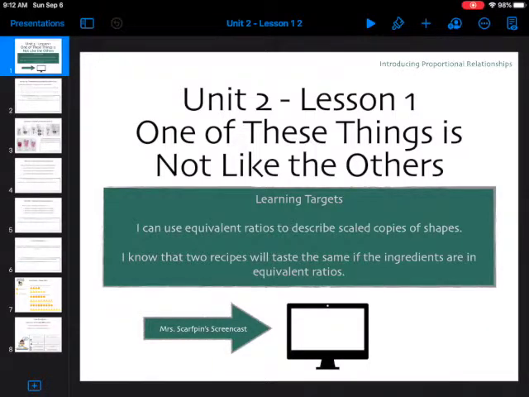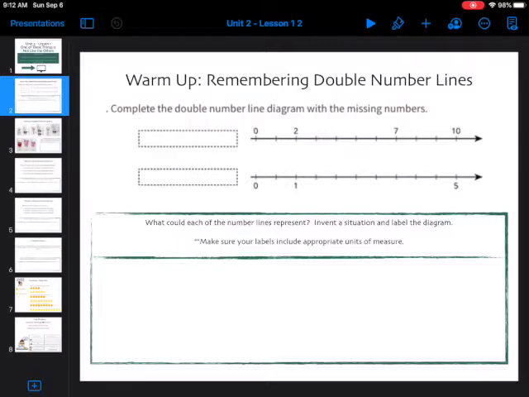Unit 2, Lesson 1. One of these things is not like the others. I can use equivalent ratios to describe scaled copies of shapes, and I know that two recipes will taste the same if the ingredients are equivalent ratios. So this is what we were doing probably middle of the year last year in 6th grade. So I want you to complete the double number line with the missing numbers.